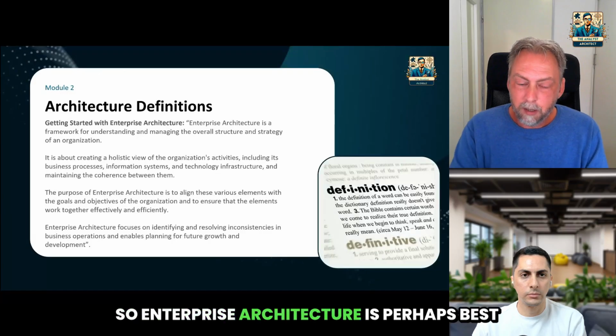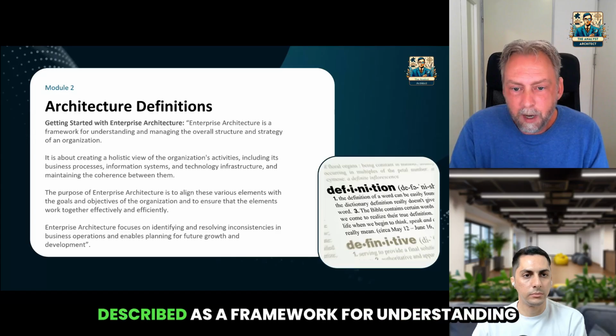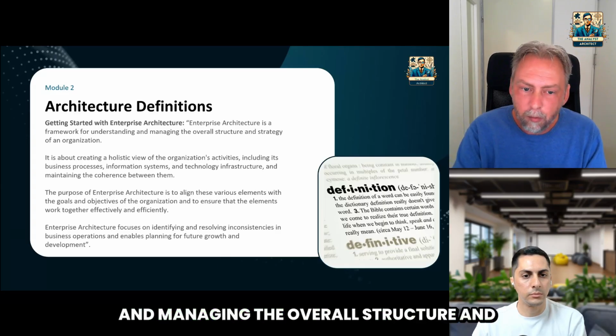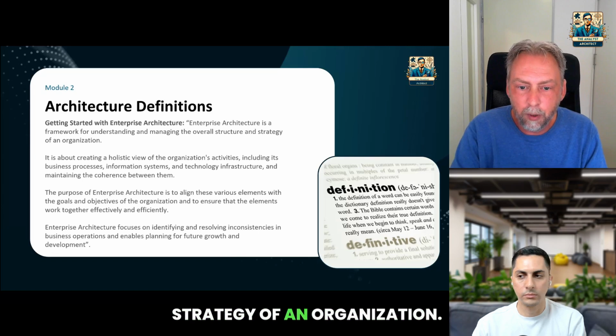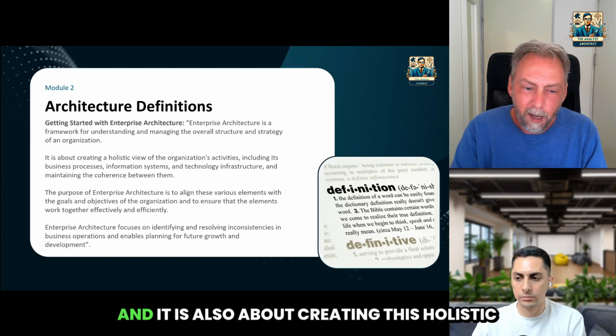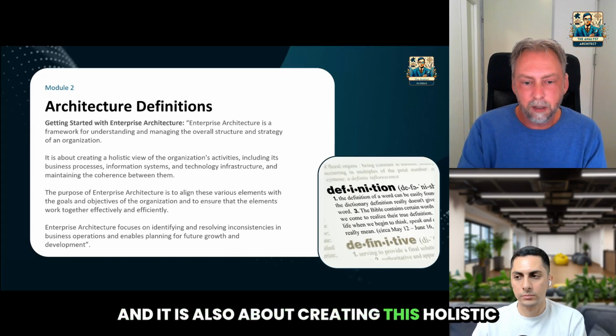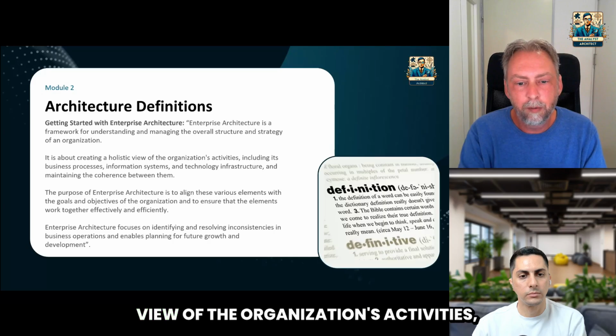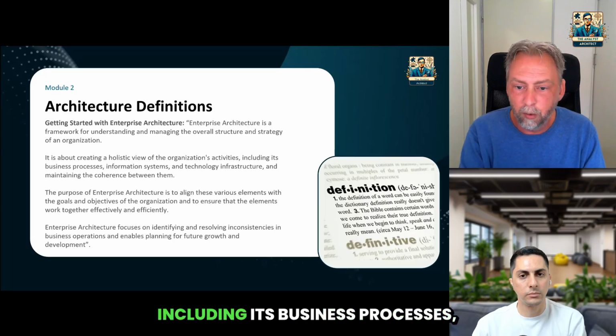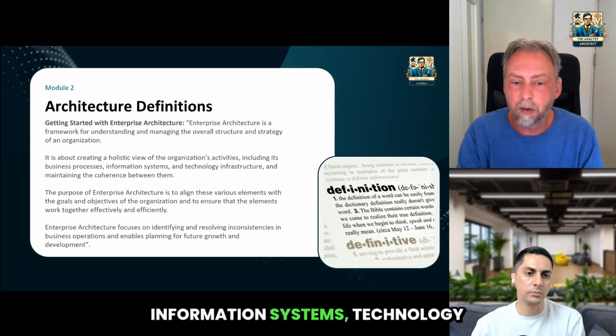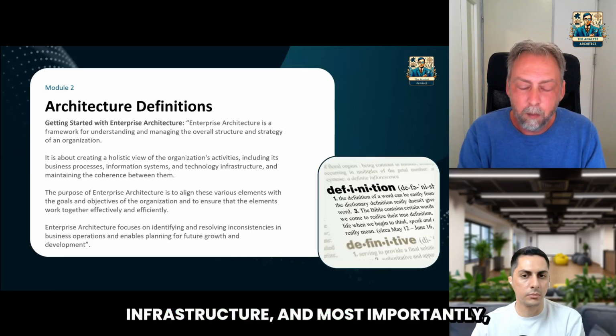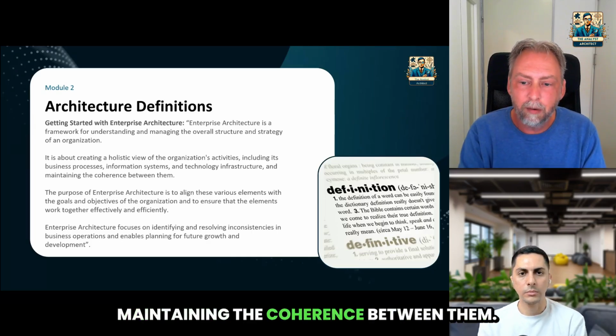So enterprise architecture is perhaps best described as a framework for understanding and managing the overall structure and strategy of an organization. And it is also about creating this holistic view of the organization's activities, including its business processes, information systems, technology infrastructure, and most importantly, maintaining the coherence between them.